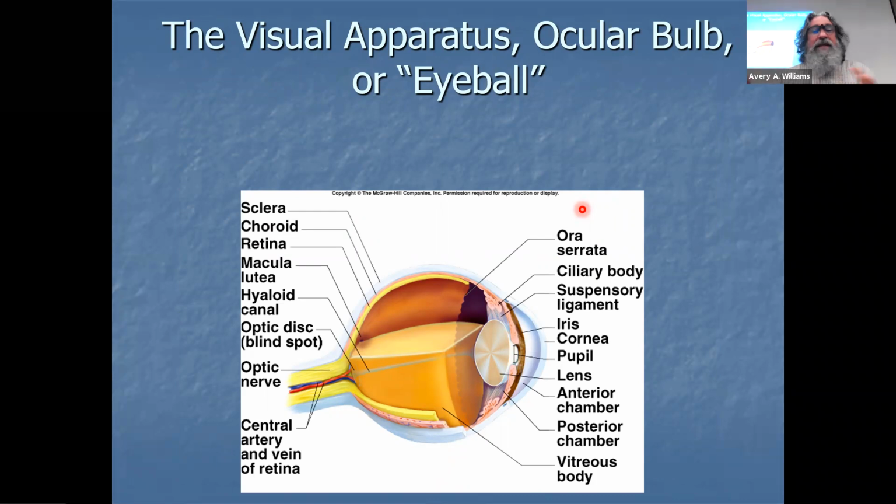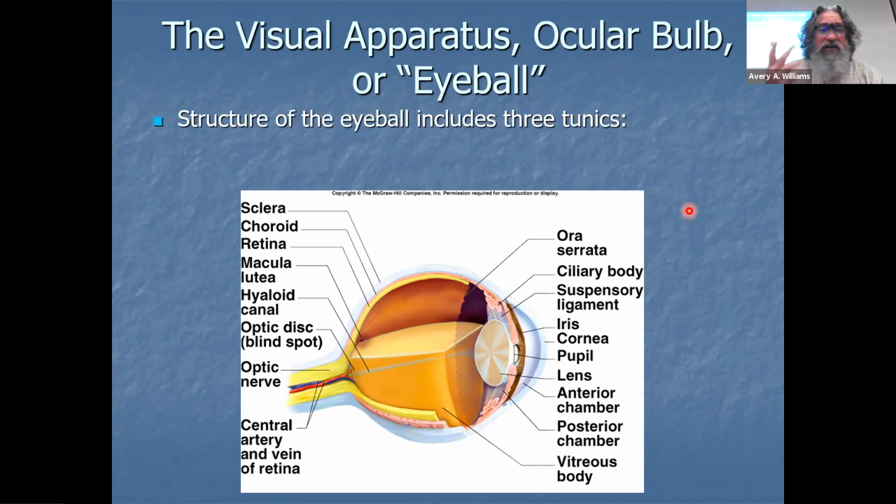Now, remember we talked about the anatomy of the eye as a whole. You have accessory eye structures, and then the eyeball itself, also known as the ocular bulb, the visual apparatus of the body, what detects light. I know eyeball doesn't sound very technical, but that's what we call it, or the ocular bulb if you want to be more anatomical. All right.